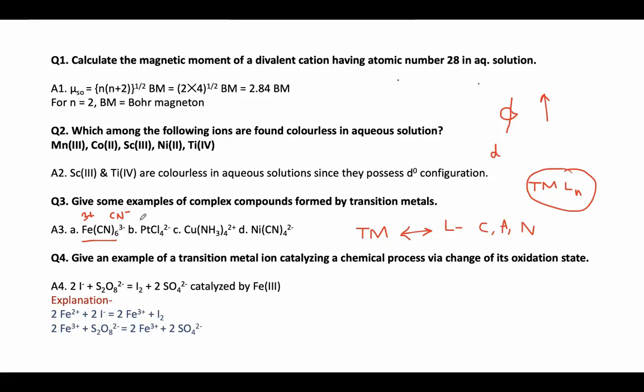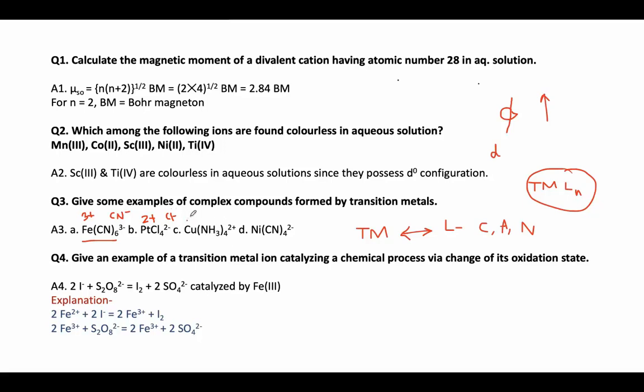Here you can see the oxidation state of the central platinum ion is 2+, and 4 Cl- ions are attached to the Pt2+ center. So it is a chloroplatinate. Next one is the Cu(NH3)4 2+, a tetraammine copper system.